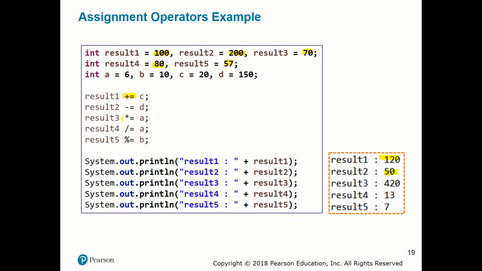And result 3 is multiplied by A. So result 3 is 70, 70 multiplied by A, which is 6. So 70 times 6 is 420. Result 4 is divided by A. Result 4 is 80, 80 divided by 6. This is the quotient. So 80 divided by 6 is 13. 13 is the quotient, and 7 is the remainder. So can you understand this one? I hope you use these operators.